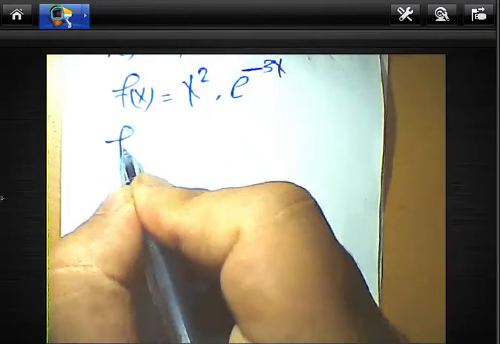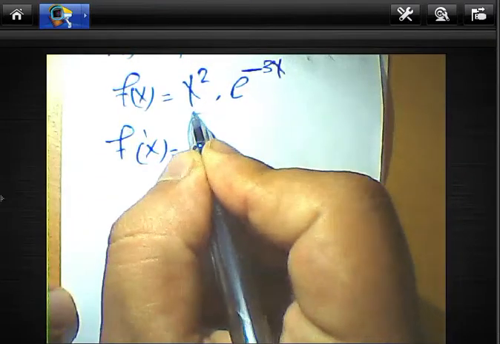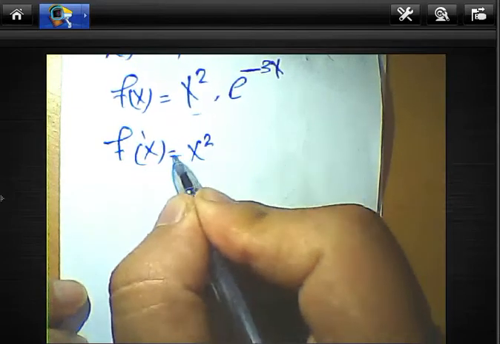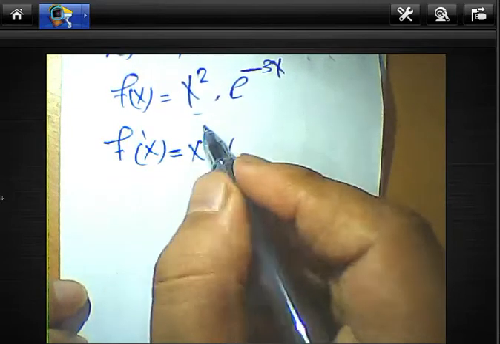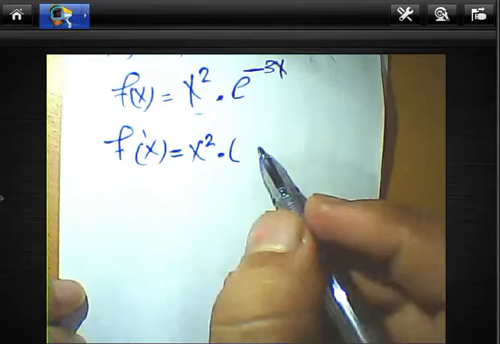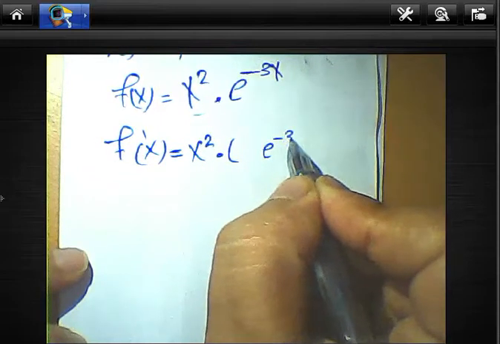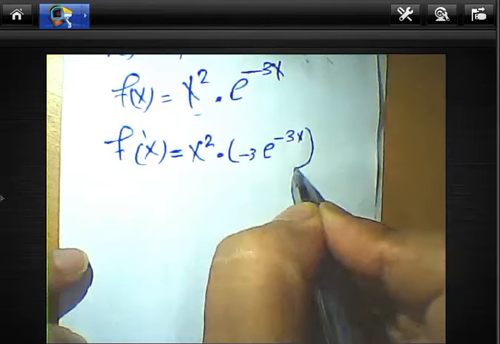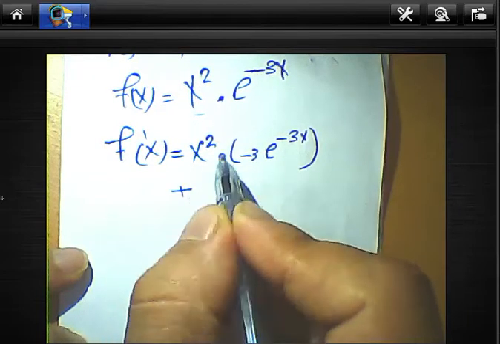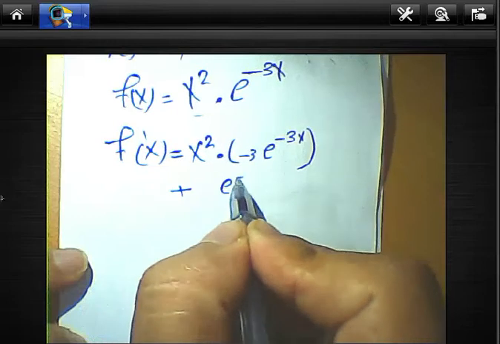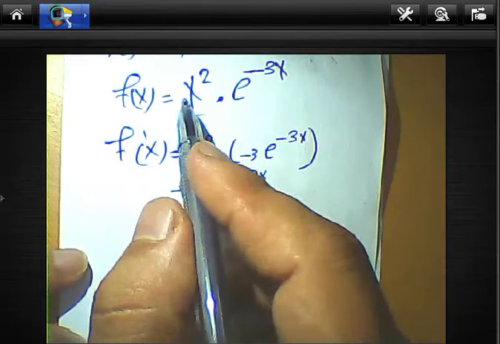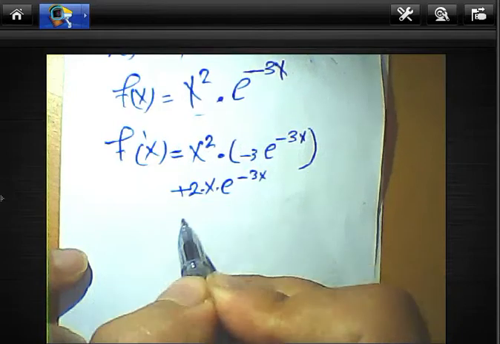We know f dash of x. We have two terms multiplied, so we can find the derivative. First write the first term here, multiplied by the derivative of the second. Here will be e power negative 3x multiplied by the derivative of this power, which is negative 3, and then write plus the second term, e power negative 3x multiplied by the derivative of the first, which is 2x.